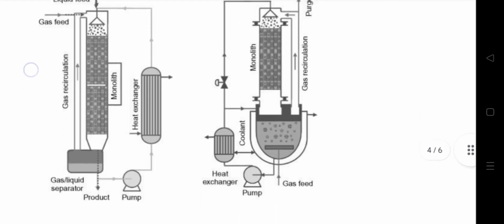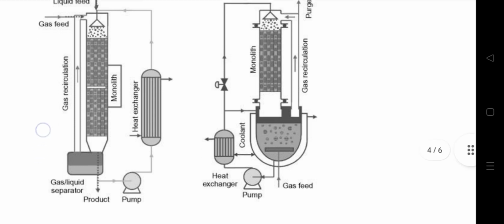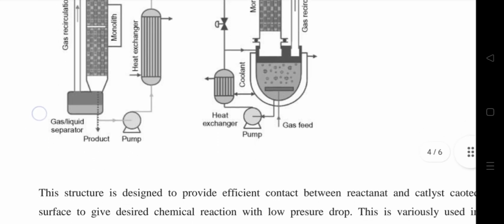That is our monolithic reactor, in which the liquid feed is present, which feeds the material into the reactor, and the gas is also fed. It contains gas recirculation, the gas and liquid are separated, and then we can obtain our product, which is pumped into the heat exchanger. In the same way, a coolant is used in the heat exchanger. Our raw material enters the monolithic reactor, and then it goes through various processes and we can obtain our product.